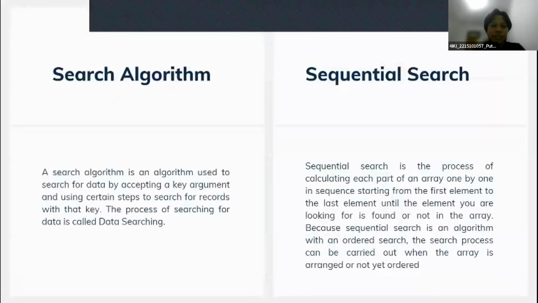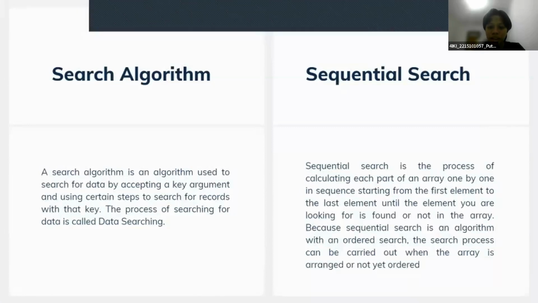So here we have the search algorithm. A search algorithm is an algorithm used to search for data by accepting a key argument and using certain steps to search for records with a key. The process of searching for data is called data searching. And then sequential search. Sequential search is a process of checking each part of the array, one by one, in sequence starting from the first element to the last element, until the element you are looking for is found or not in the array. Because sequential search is an algorithm with an ordered search, the search process can be carried out when the array is arranged or not yet ordered.